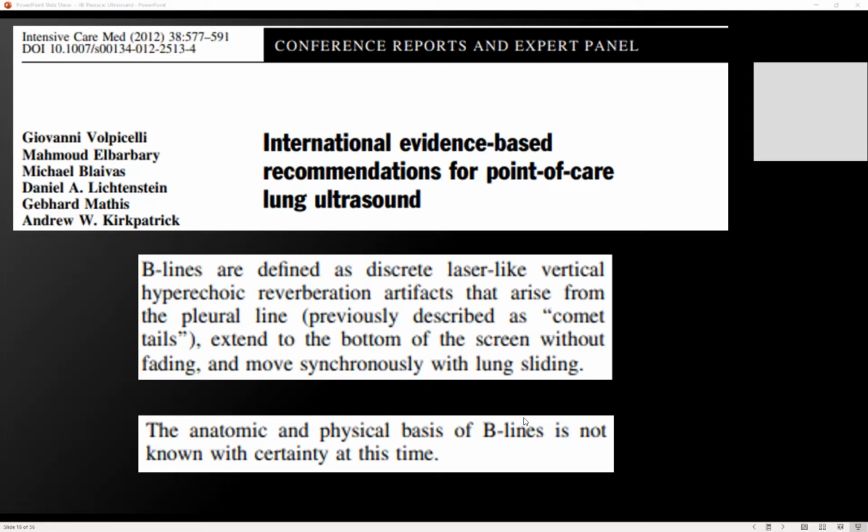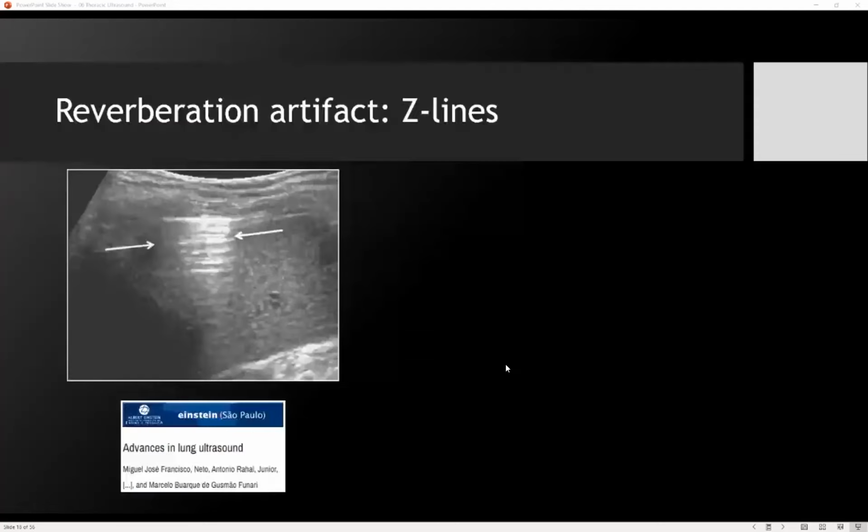What we do know is that it's associated with pulmonary edema. So B lines generally are associated with wet lungs. That could be fluid, it could be inflammation, it could be ARDS, it could be a pneumonia, but it's generally not a normal finding if you see 3 or more B lines in a field, and generally correlates with edema.